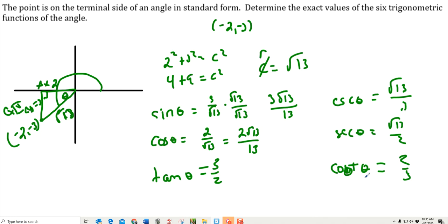And I can actually find what this reference angle is by doing the inverse function. Just plug it into your calculator and you got it.